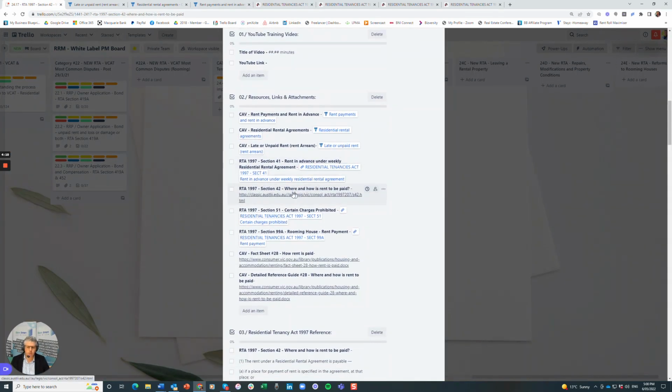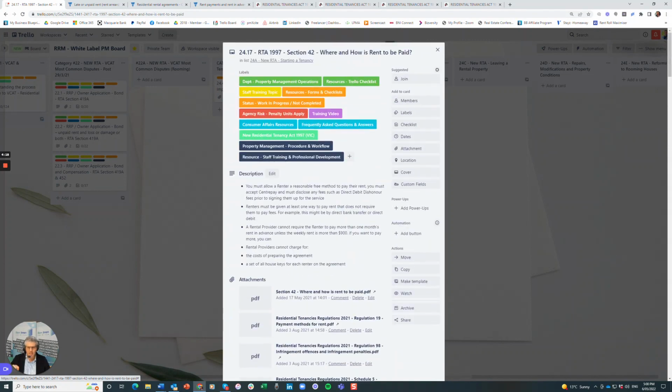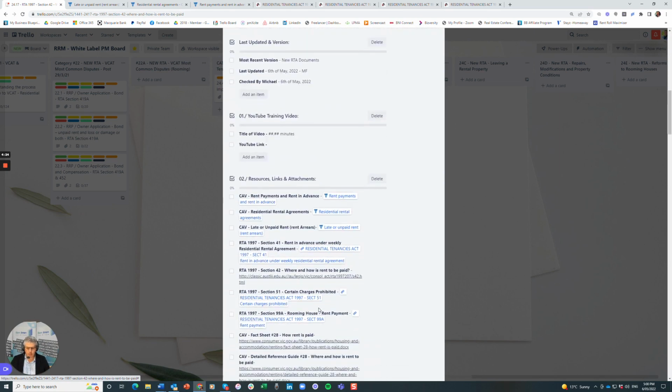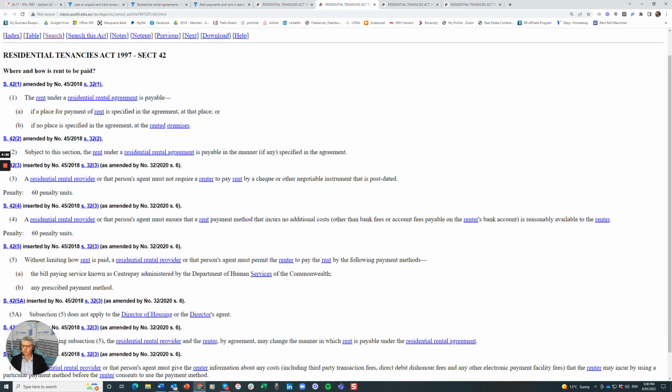So now we've got where and how is rent to be paid. This is probably the most appropriate, and this is why we've got Section 42 up here. It's the one when we're looking at that particular section. But then I've tried where possible to link other areas that are applicable to the rent payment. So now we just move across to Section 42, and we've got again 60 penalty units inside of here.